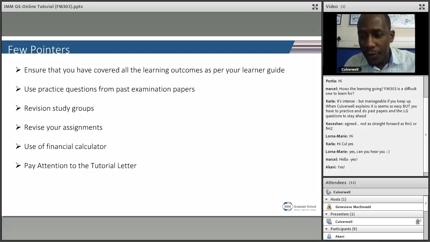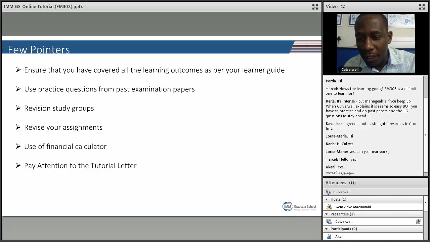Revision study groups, so important, especially for those that are attending lectures, even those that are not. Get to know your colleagues, people who are doing the same modules you're doing. Meet up, have engagements. Apart from us helping you out on interpretation of questions and how to respond, your colleagues could actually help you out as well.